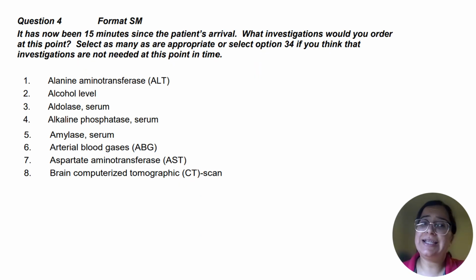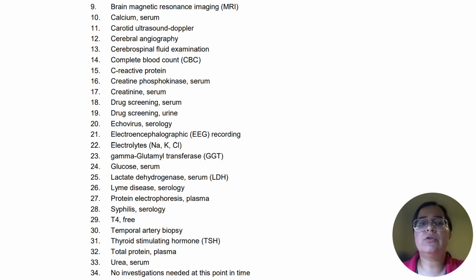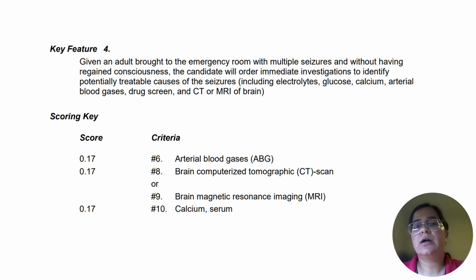Then this is a four stage question, and they say that now the patient has still, it has been 15 minutes. What other things do you want to do? So now the thing is that the patient has not regained consciousness. So you are thinking that because of such a long history of seizures, patient might have entered into metabolic acidosis. So ABG is required.